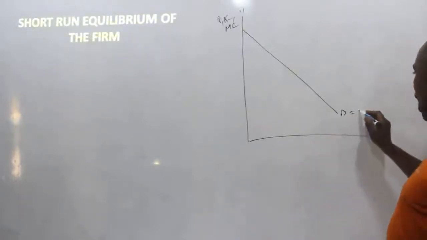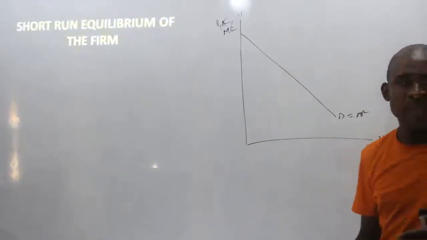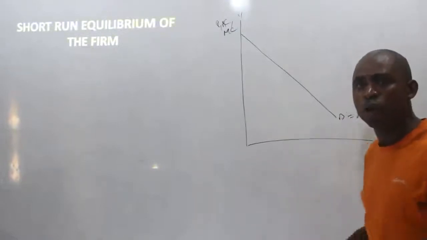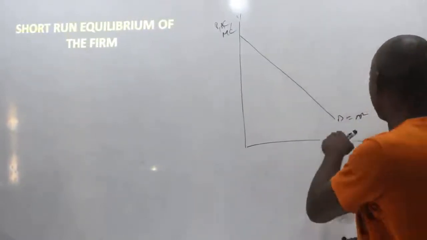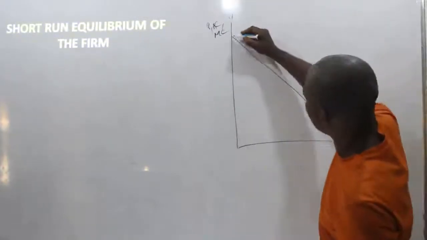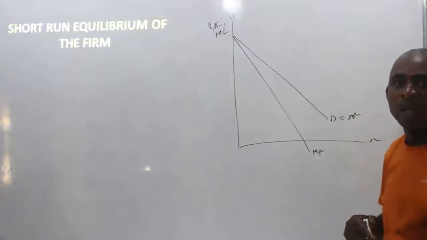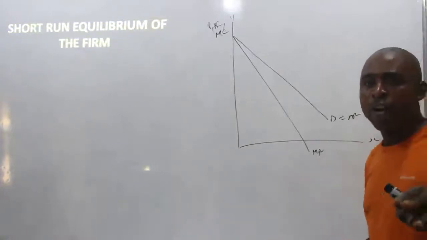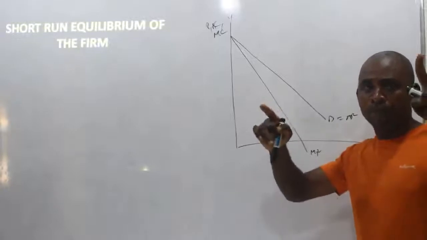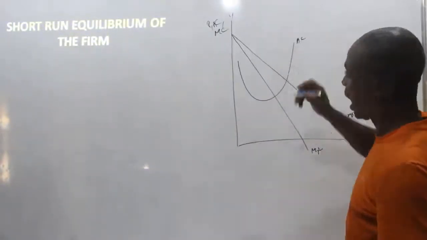And I said it's equal to the average what now? Revenue. I hope you can recall that. Then I said that the marginal revenue is always lower than the price and average revenue. So the marginal revenue will come like this. So this is the marginal revenue. Then I said the average cost is U-shaped. So we are going to introduce our average cost here. Can you see?